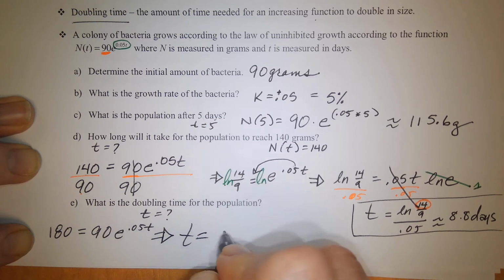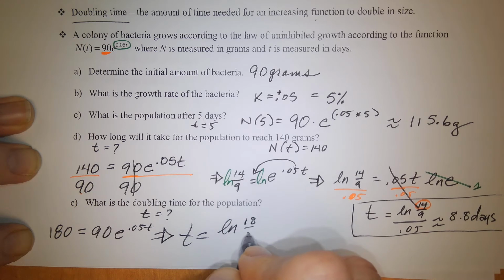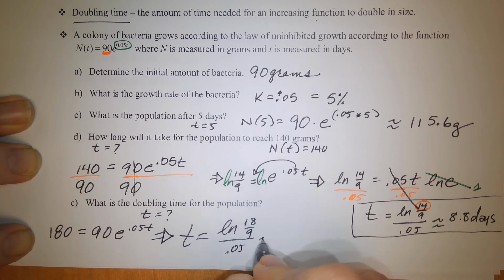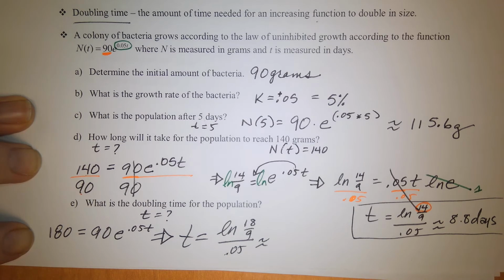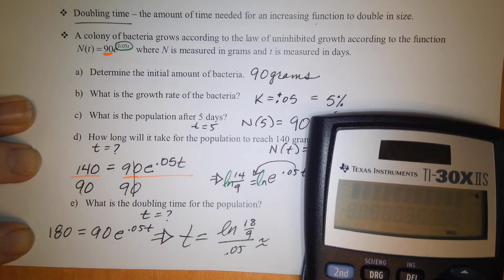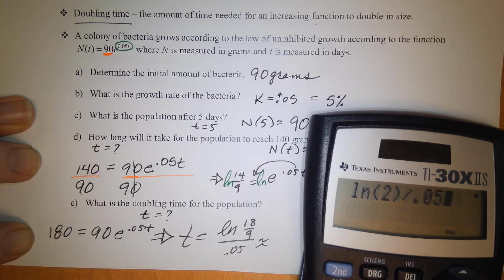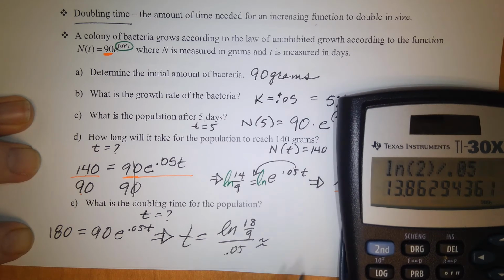So I'm going to use that shortcut to my advantage. So t equals natural log of 18 over 9 over 0.05, and that will get us our answer a lot faster. Remember, 18 over 9 is 2. 2 means twice as much. I want double the population, and 180 over 90 is twice as much. That's where the 2 comes from. So when I put that into my calculator, I have natural log of 2 divided by 0.05, and it will take 13.9 days to double.